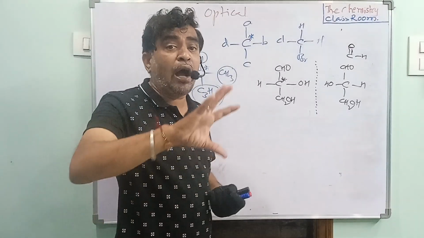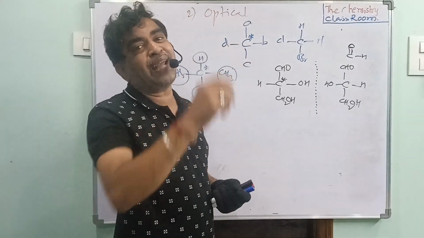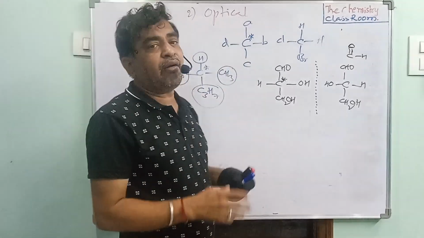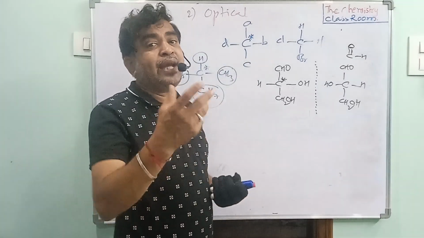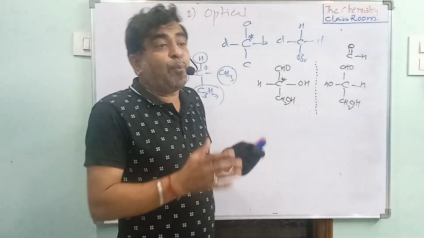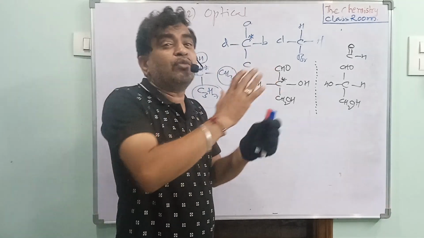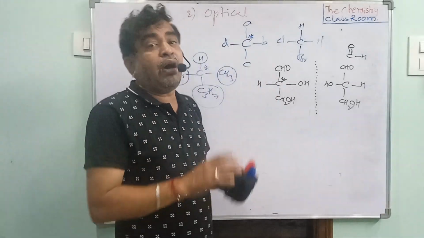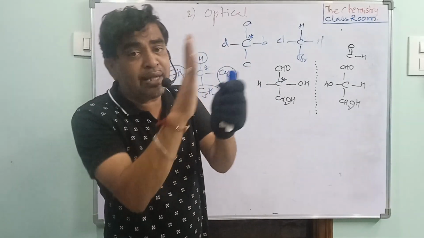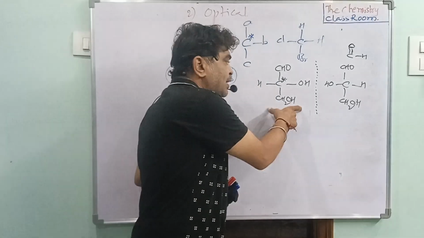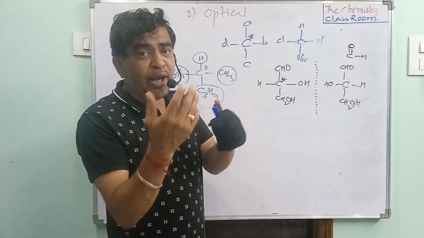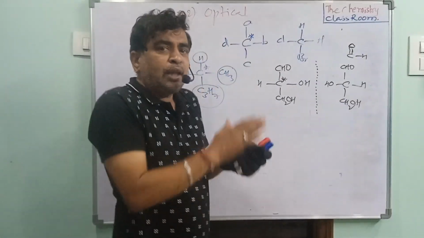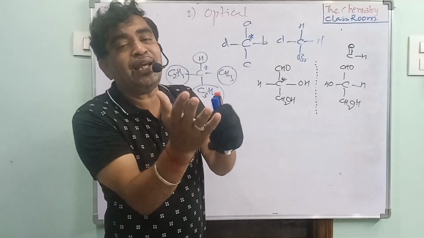How do these two compounds differ? They differ in the optical rotation of light. Optically they rotate the light, which is called polarized light. The polarized light may be rotated to the right side, or it may be rotated to the left side. If you take one compound, the polarized light rotates to the right side. If you take the other compound, the polarized light rotates to the left side.